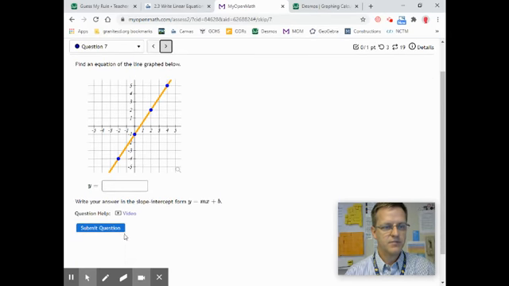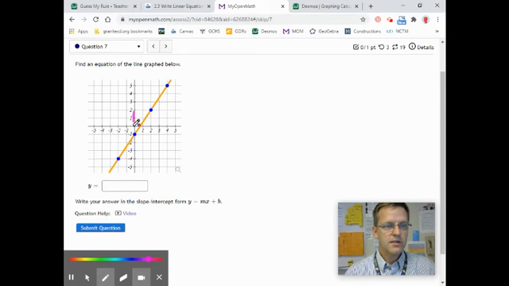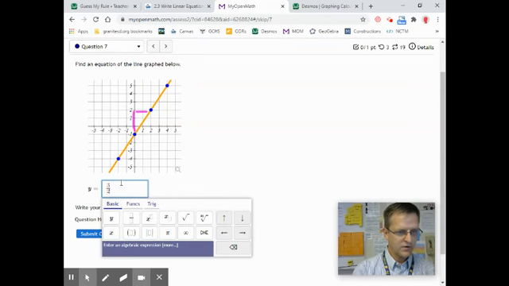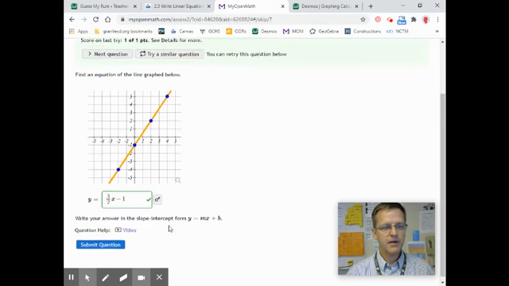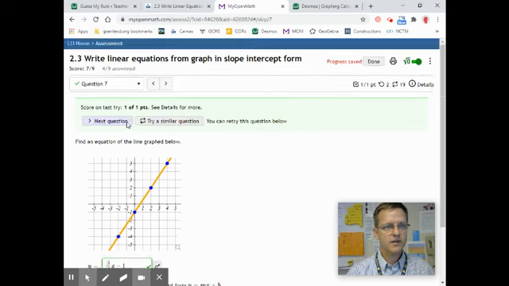Let's go on to 7. So the slope, up 3 over 2. So that would be 3 over 2x. And the y-intercept is at -1. Bam, and another help video attached there.